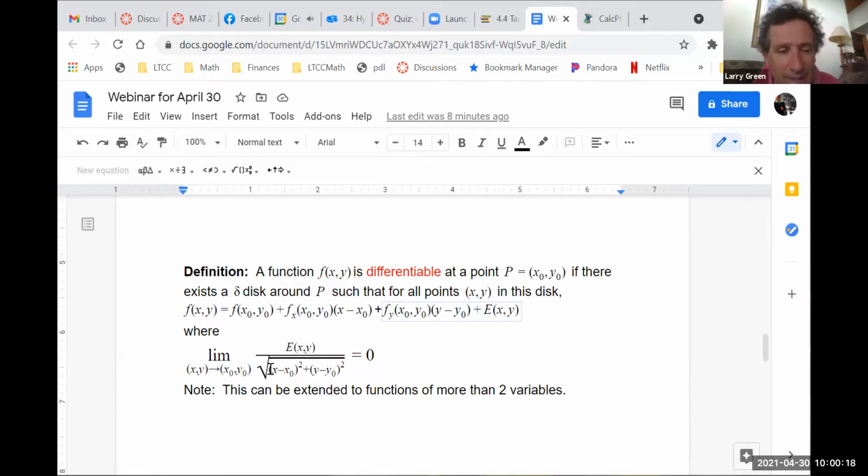If we take the limit as that distance approaches 0, then the error divided by that distance will be 0. And remember, the distance goes to 0. If this fraction goes to 0, what does E have to go to to give you a 0 limit? What does that tell you E must go to?